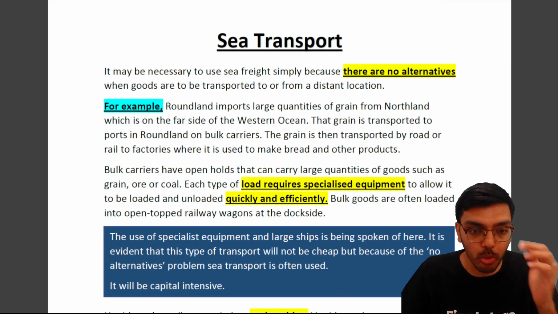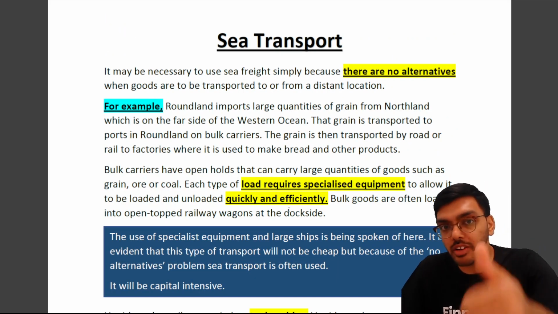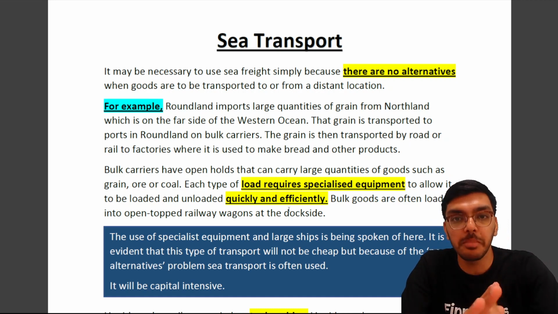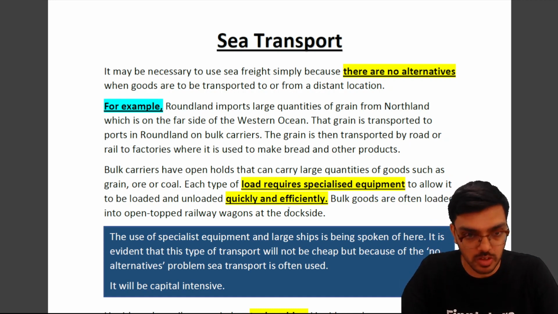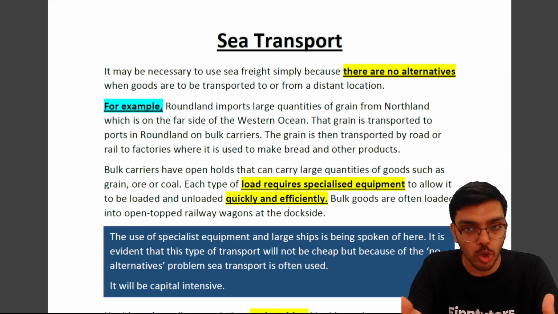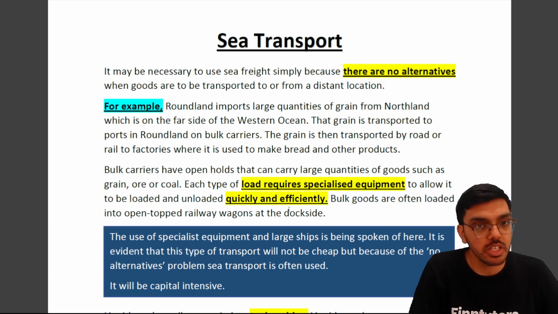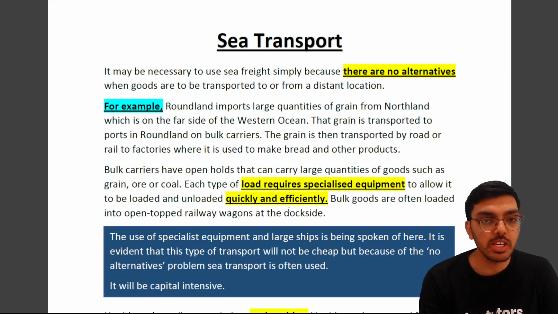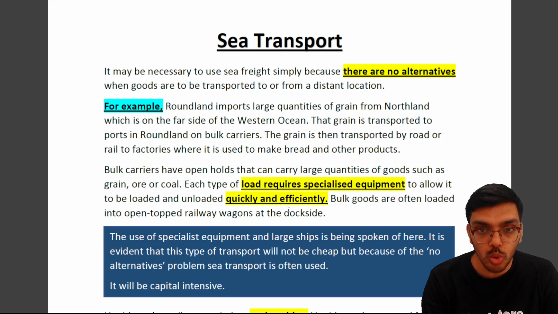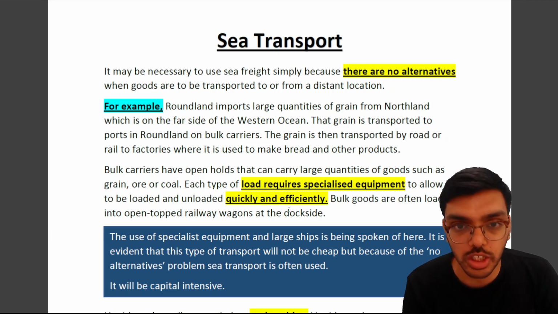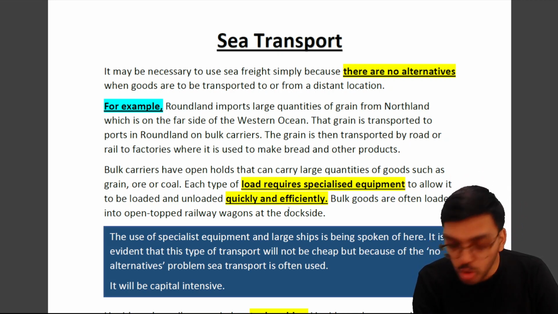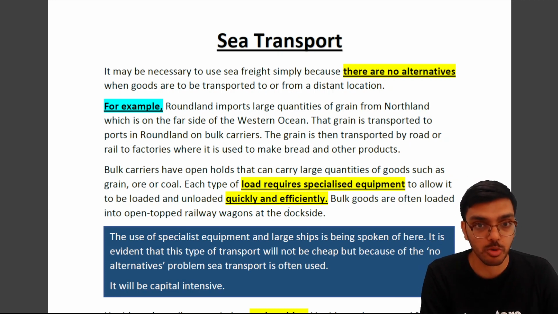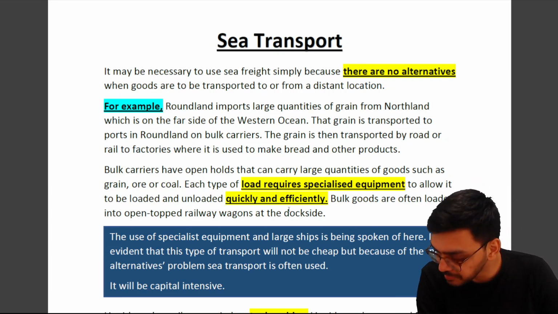Next, we have seaports. They already know that railways and seaways can be used together because of their locations in Roundland. They've already told us that. Let's read about sea transport. Now, it may be necessary to use sea freight simply because there are no alternatives when goods are to be transported to or from a distant location. Sometimes you might have to use sea transport because there's no alternative available.